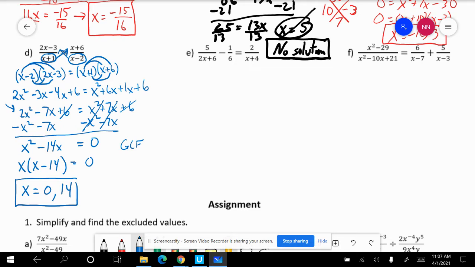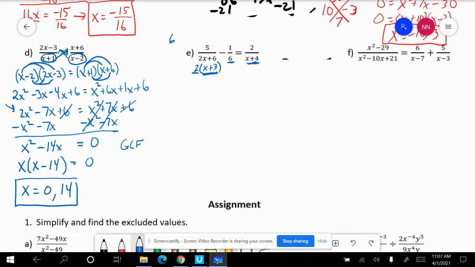Now with letter E, what I notice is that they have a 2 in common, so that would be an x plus 3. So what I have is a 2, but I also have a 6, and 6 is larger, and 2 goes into 6. I have an x plus 3. I have an x plus 4. So that means that my common denominator is going to be 6, x plus 3, and x plus 4, for each term.